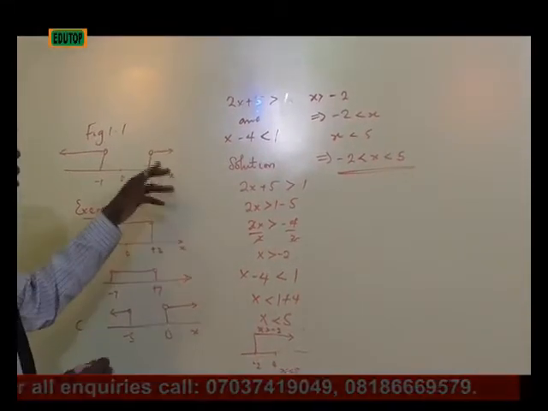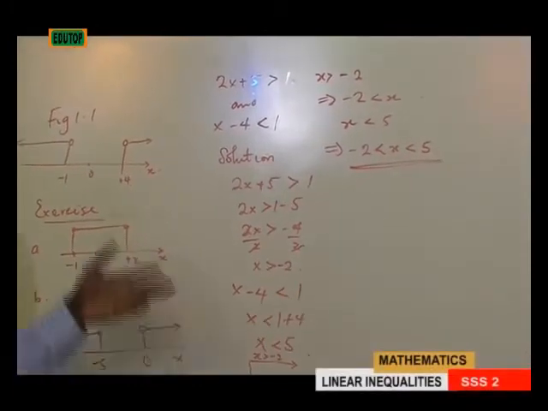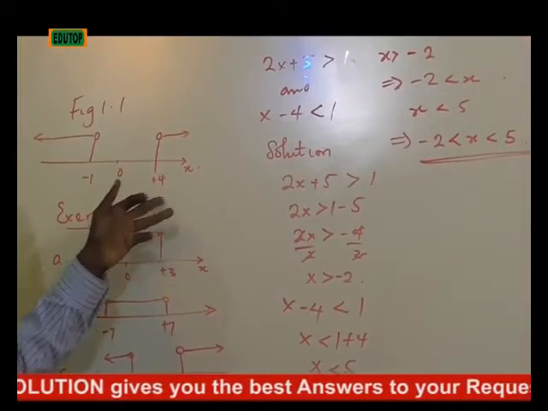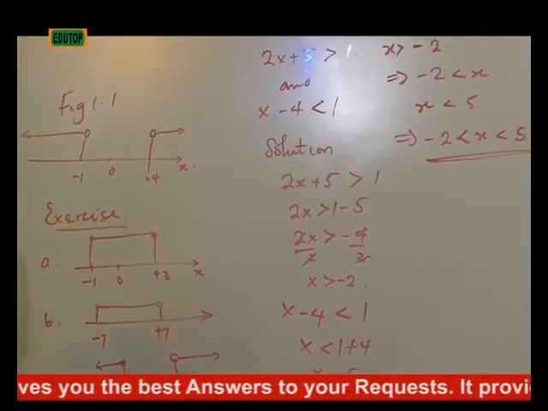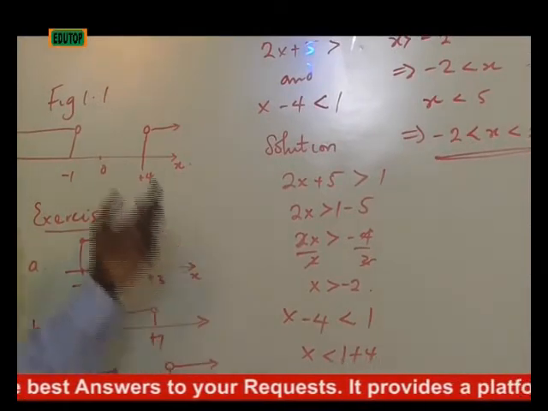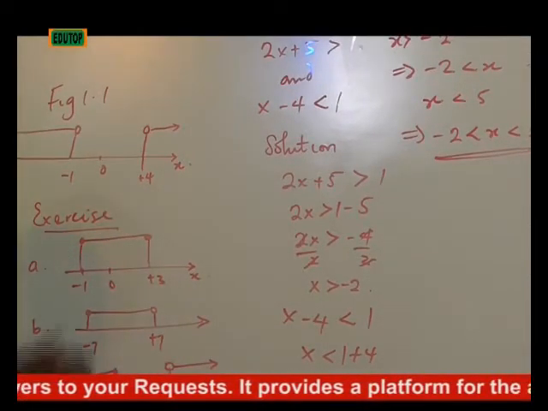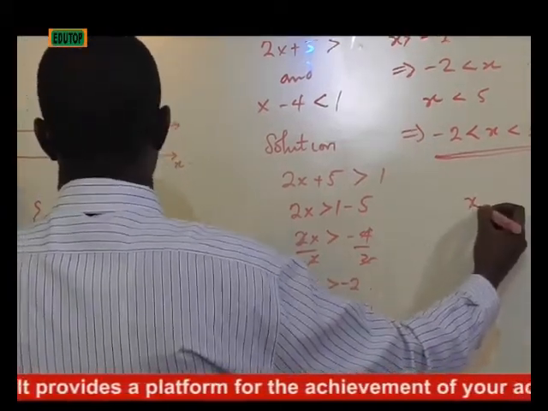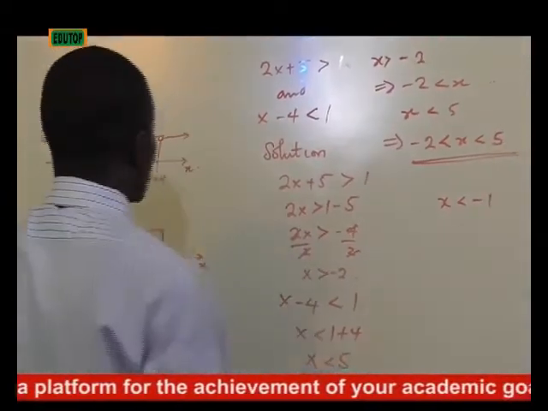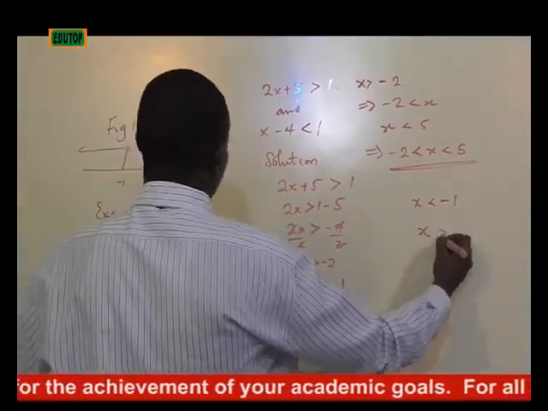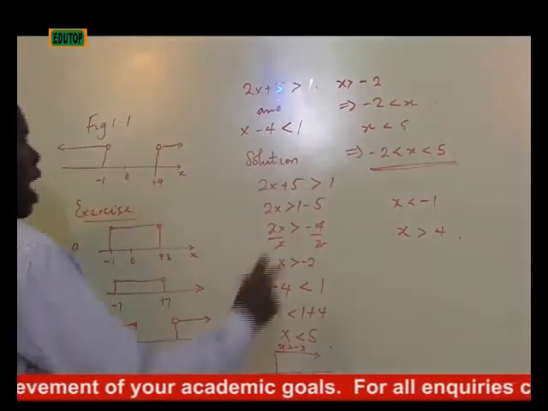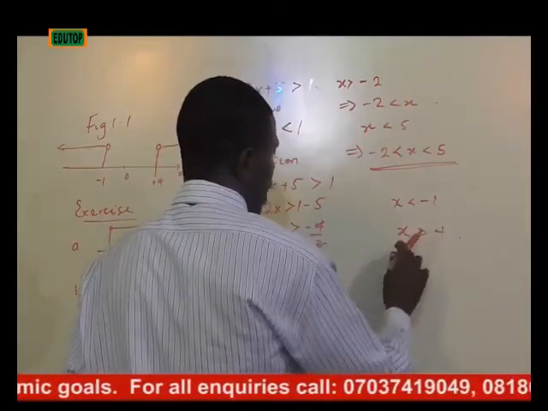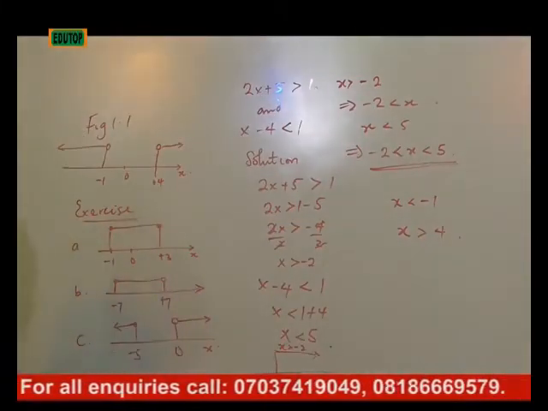We can see that this one is disjoint now, and that is the significance of doing logical reasoning before linear inequality. This one is conjunction, and this one is disjunction. So here our x is less than -1, and here our x is greater than 4. They are both disjoint, so they will go separately: x is less than -1 and x is greater than 4.